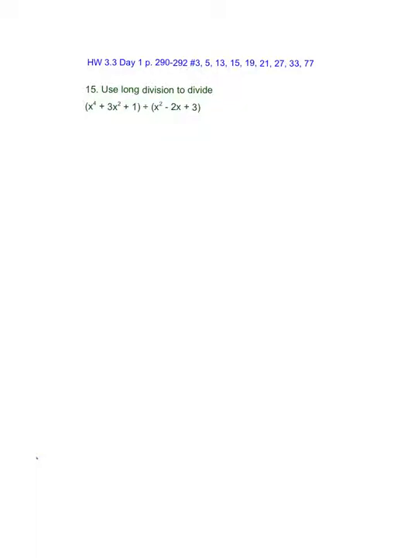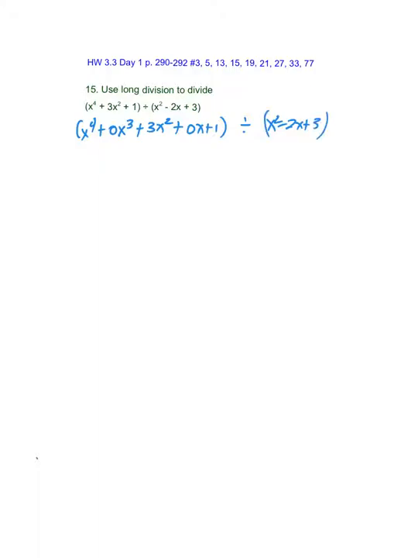This is the solution to problem number 15 from homework 3.3. It's a long division problem where there are some missing terms in the dividend. So we need to think of this as x to the fourth plus 0x cubed plus 3x squared plus 0x plus 1, divided by x squared minus 2x plus 3.